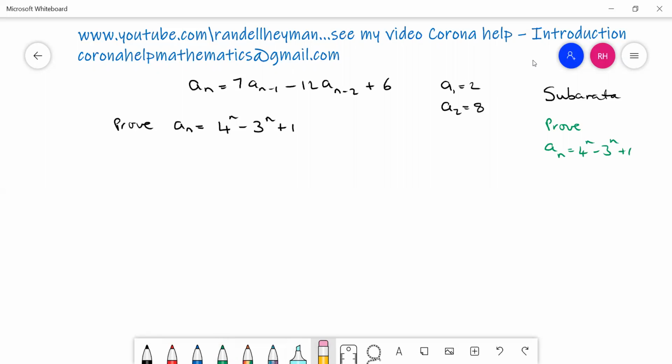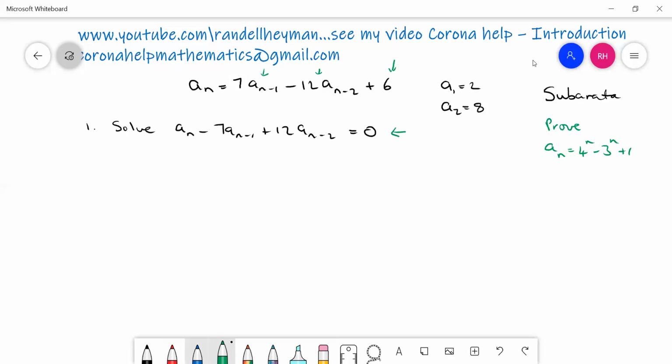So this is a very standard way now of solving the problem. Okay, so step 1, solve a_n minus 7a_{n-1} plus 12a_{n-2} equals 0. So you can see what I've done here. I've just ignored this 6 for the time being, and I've just put this term and this term on the other side, and so we get this.